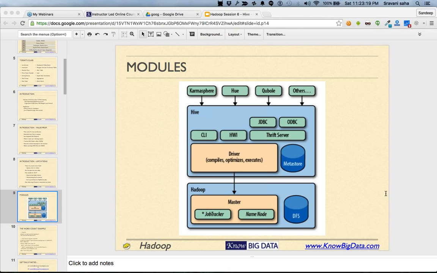Yes, Randhir is right. The Metastore does not store the data. It is just storing the definition of tables.